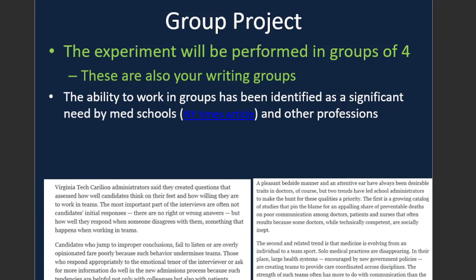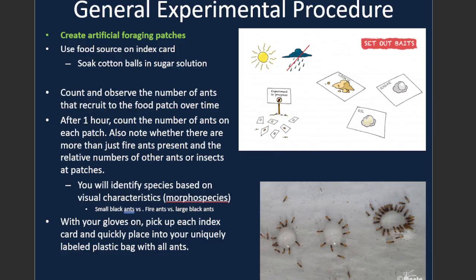So for this experiment, we'll be doing a group experiment performed by a group of 4, and these will also be your writing groups. We're going to create artificial foraging patches, or we're going to use a food source on an index card. In our case, we'll be using soaked cotton balls with a sugar solution. We're going to count and observe the number of ants that recruit to the food patch over time.